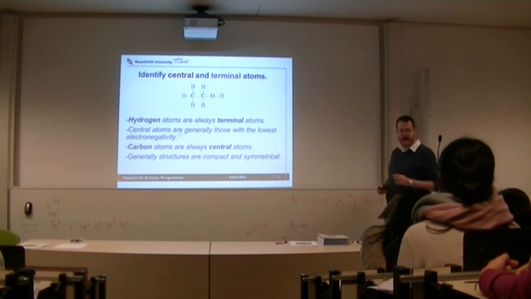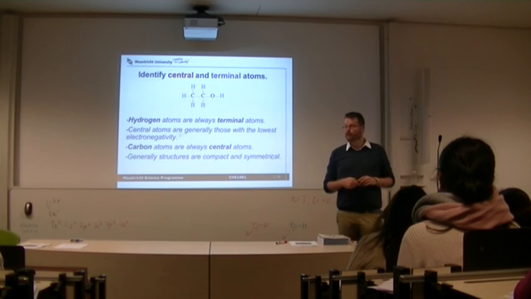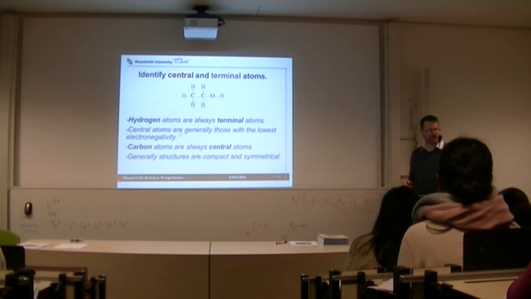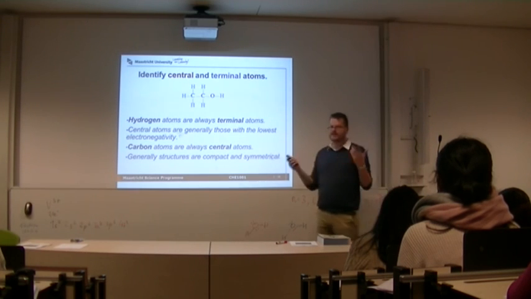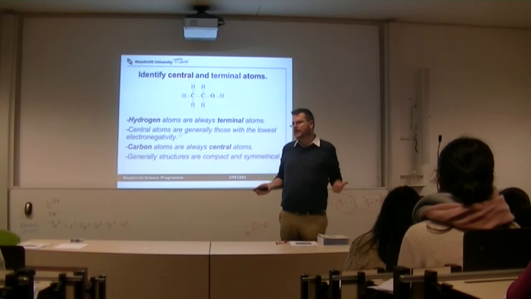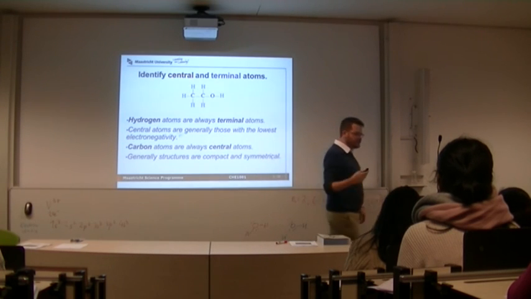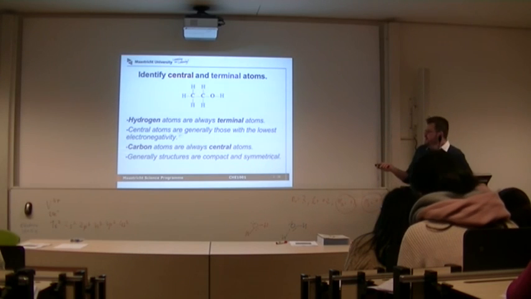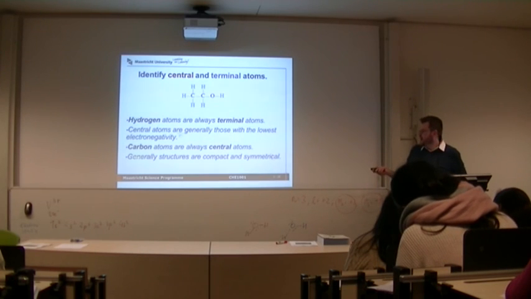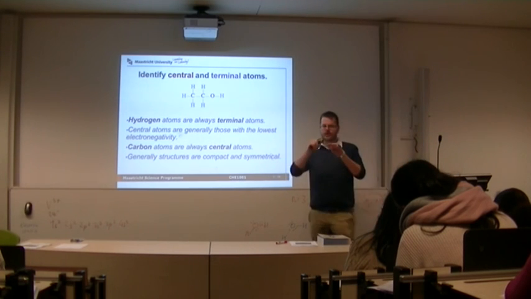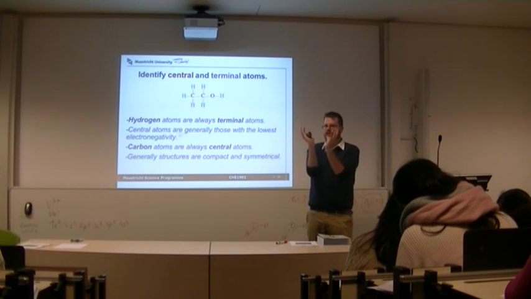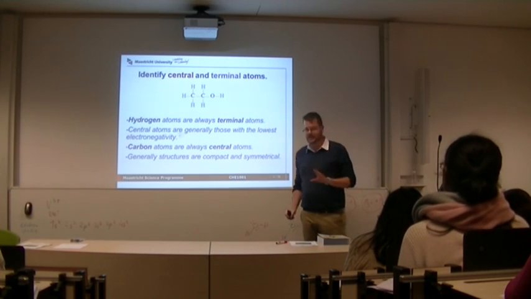Indeed, the halogens are the most electronegative, and fluorine is the most electronegative element, for example. Noble gases are electropositive because they've got noble gas configuration, essentially. So those always go in the middle, if you have a molecule bearing a noble gas. Carbon atoms are always central atoms. Generally, structures are compact and symmetrical, basically meaning you're not going to put a row of atoms next to each other. You're going to try and put them around the central atom. We'll do some examples in a moment.